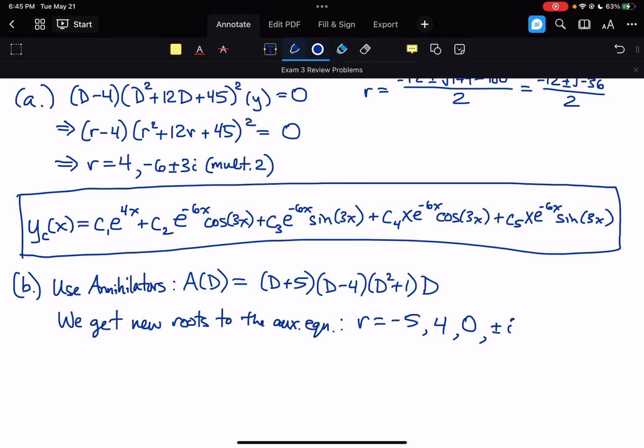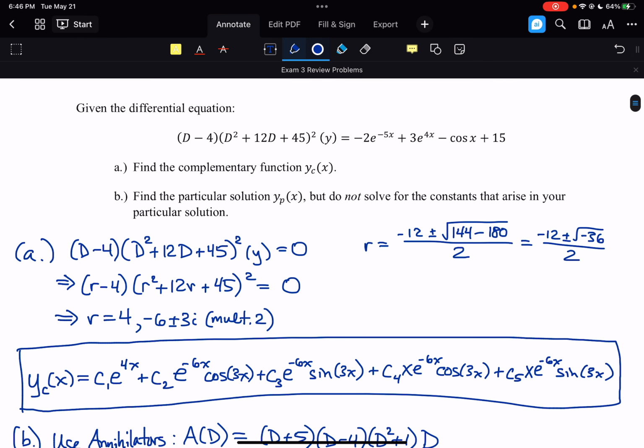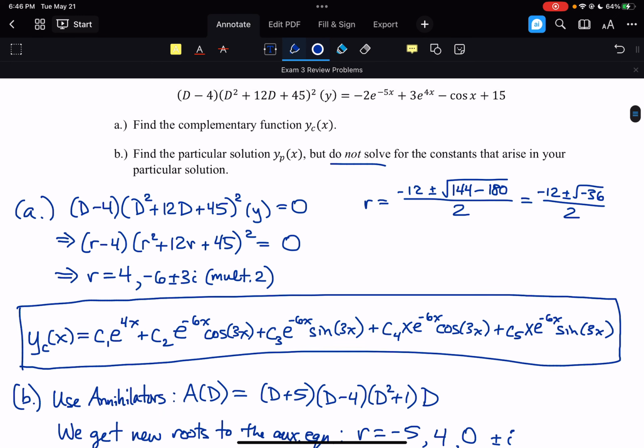Now for the particular solution, we're going to go ahead and not use c1 through c5. We're going to use the capital constants, so A, B, C, D, E, etc. Because normally we would be solving for these by taking the derivatives, plugging it back into the original differential equation, solving for all of them. But of course, we don't need to solve for them in this case.